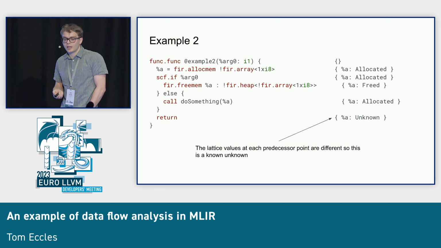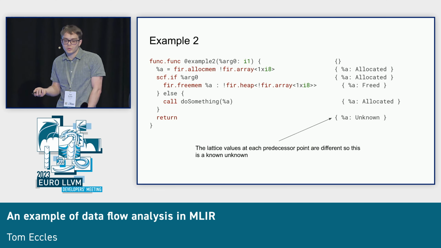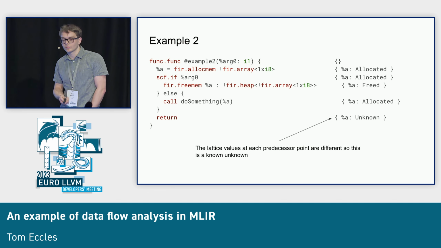So when we get to after the if statement, we have to join the two branches of the control flow could have taken, and we see that in one case it's freed, in the other case it's allocated. So you have to assume that, well, we don't know what it is. So when we get to return, we can say, well, it might have been freed by the end of this function, but we don't know for sure. Of course, it's possible that do something did free the pointer, but because we're not doing interprocedural analysis here, we don't know that, so we're going to assume that the transformation wouldn't be safe in this case.